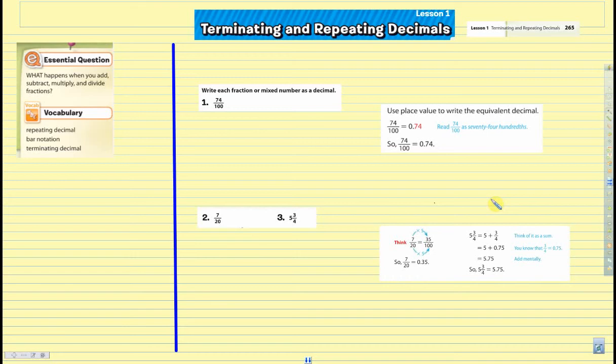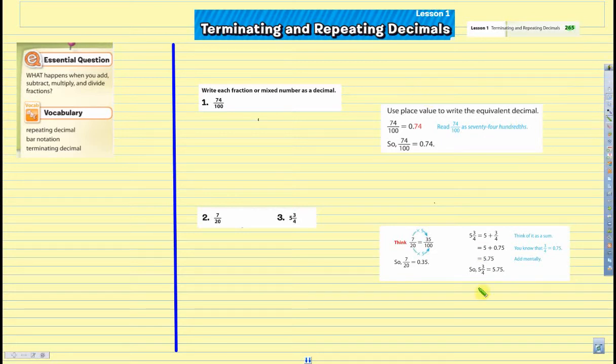Okay, here we go. A couple things you have to remember here. We have a title on our notes, and you have your page number. So this is Mr. McCullum, and we're doing terminating and repeating decimals. We're on page 265. I'm going to highlight that for you. 265 in the book. If you have a book, take it out, take a look at it.